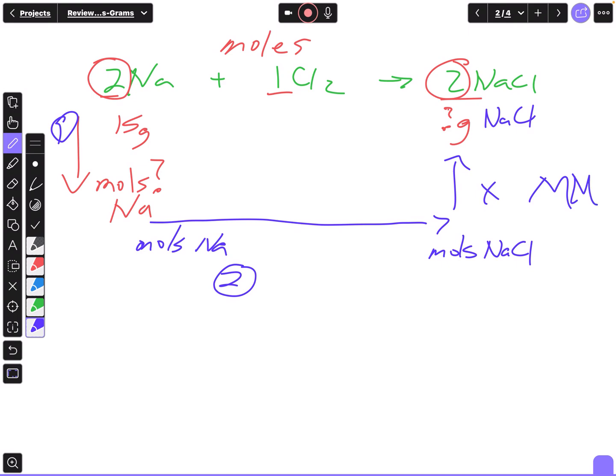So my first step over here, 15 grams, I need to divide by the molar mass. My second step, I have to go from moles of Na to moles of NaCl. That's when I use my balanced equation. And then my third step is simply to multiply by the molar mass of my new substance to get the grams of it. So it's three-step problems. Steps 1 and 3 are what we talked about in the last unit. Everybody did really well on that test. And step 2 is the only new step that we've added in this unit.